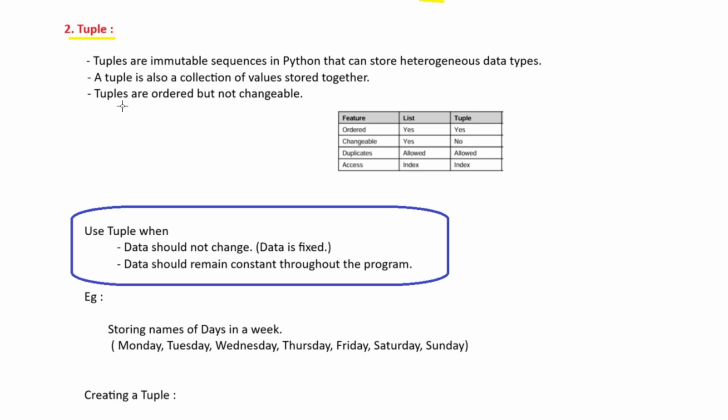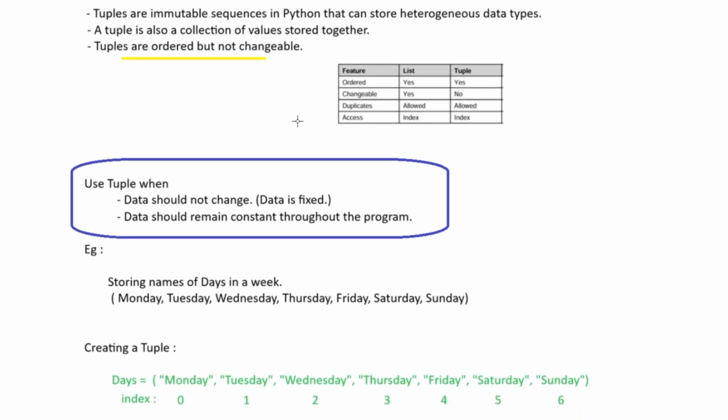Once a tuple is created, we cannot modify it. We cannot add new items. We cannot remove existing items. And we cannot update any value inside it. This means tuples are immutable.